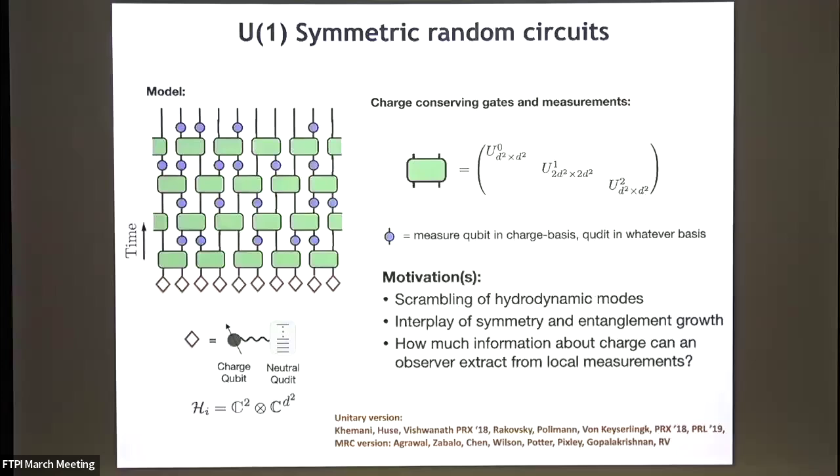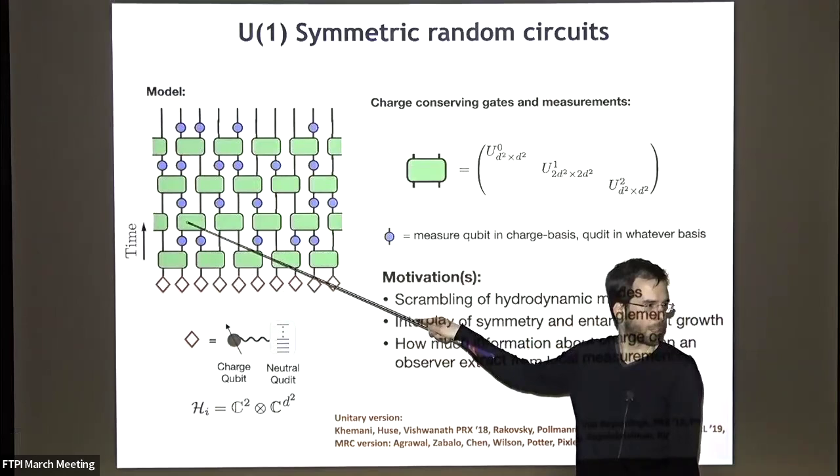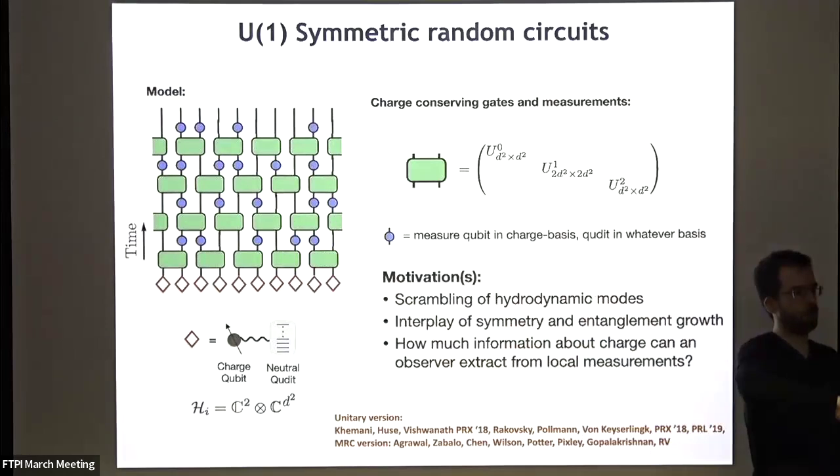The legs of these green things are connected in a particular pattern in this drawing. Yes, there's a brick wall pattern. That just gives you local interactions, right? Here these two qubits interact, and these two qubits interact. This is time, this is space. You can think of it as a quantized version of a Hamiltonian evolution, if you want.